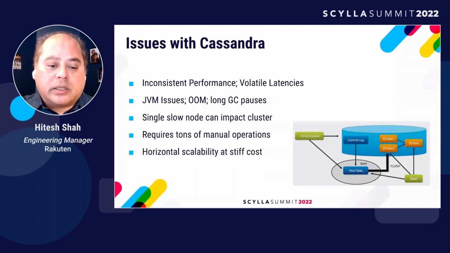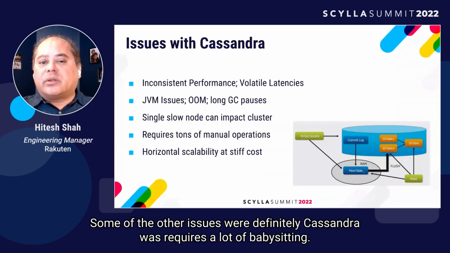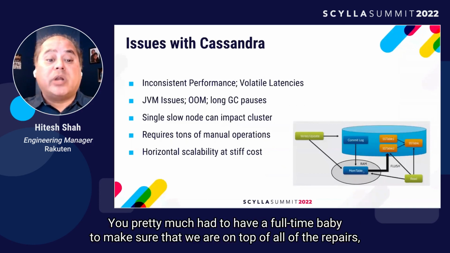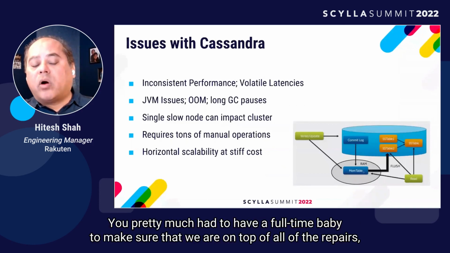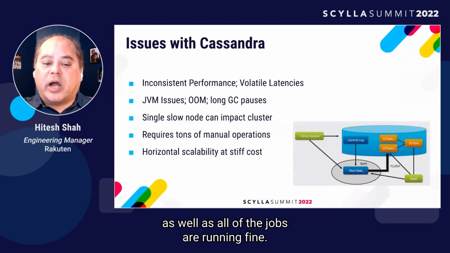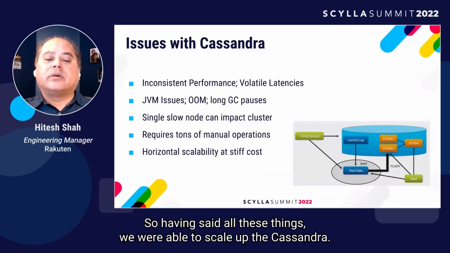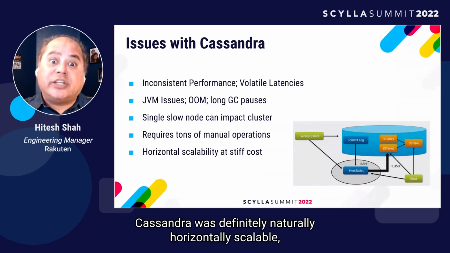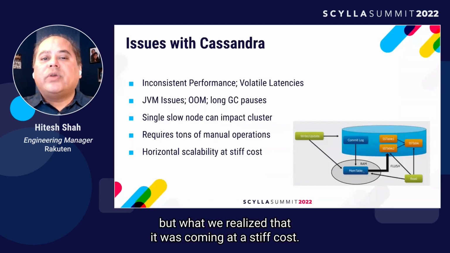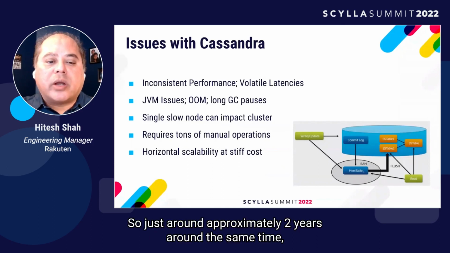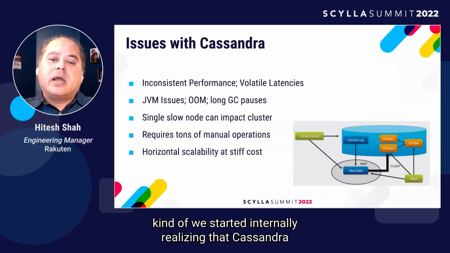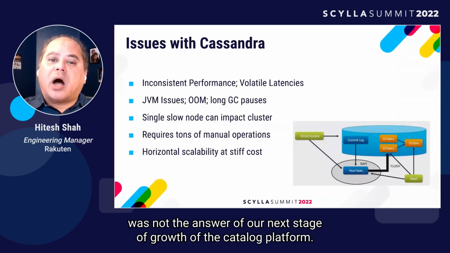Some of the other issues were that Cassandra requires a lot of manual operations, a lot of babysitting. We pretty much had to have a full-time DBA to make sure we were on top of all the repairs, as well as all the jobs running fine. Having said all these things, we were able to scale up Cassandra. Cassandra was definitely naturally horizontally scalable, but we realized that it was coming at a stiff cost. Approximately two years ago, we started internally realizing that Cassandra was not the answer to our next stage of growth of the catalog platform.